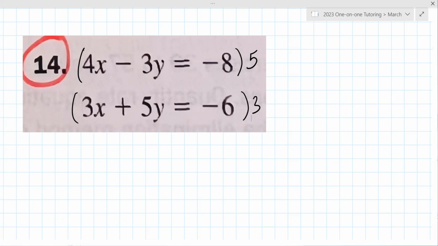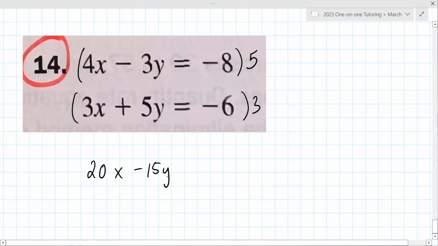By multiplying by 5, I keep this one negative. By multiplying by 3, I keep the result of 3 times 5y positive. And that's the whole idea, that you want to make them opposite in sign. Like if you go back to the very first question we did in elimination, they were already opposite in sign. Right, that's what you're looking for.